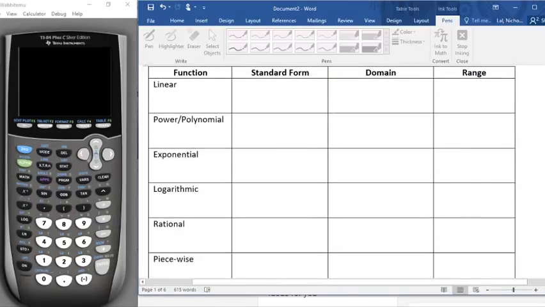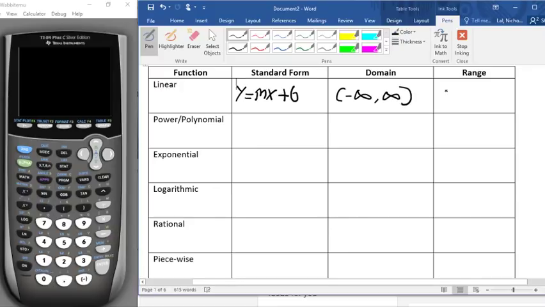So the first function is linear, and it should have a standard form of y is equal to mx plus b, where m is the slope and b is the y-intercept, and it should have a domain from negative infinity to infinity, and also have a range from negative infinity to infinity.